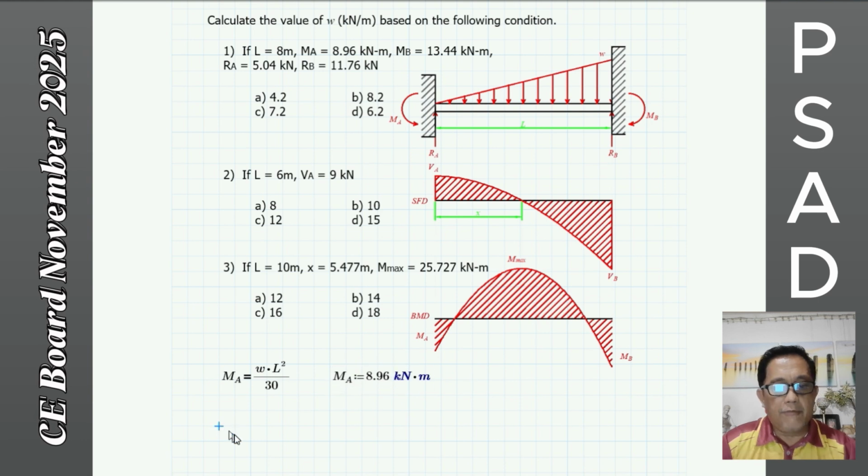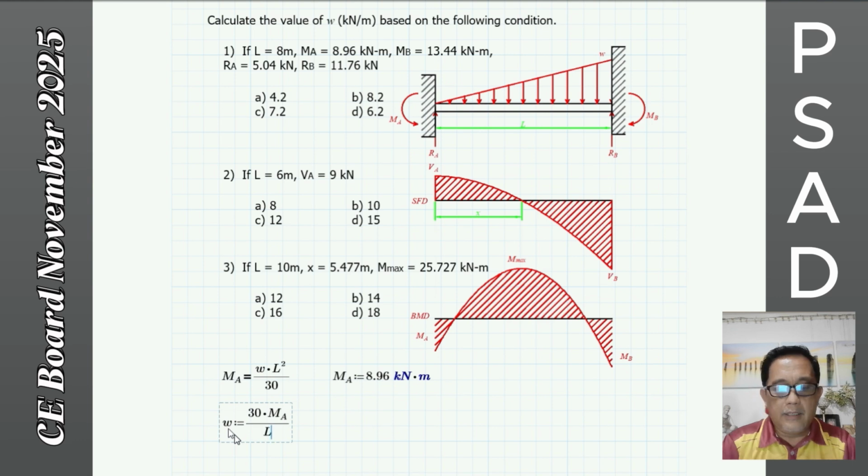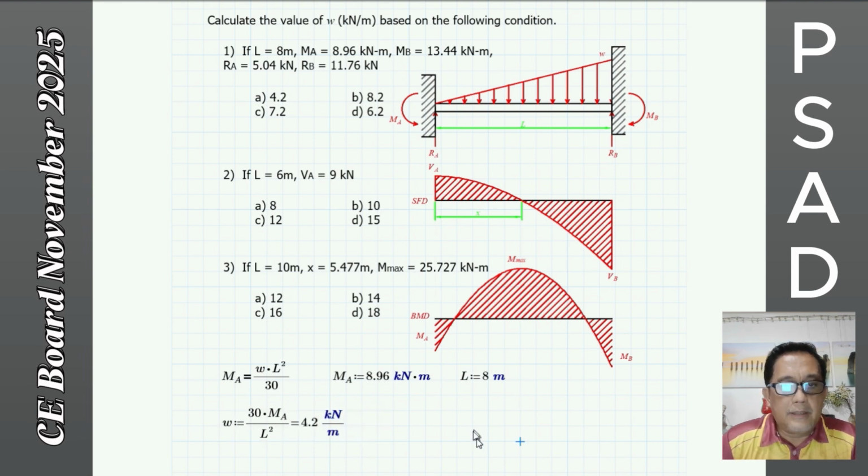So if I'm going to solve for W, it is 30 times M sub A divided by L square, and L is 8 meters. So W is 30 times M sub A divided by L square, and let us express this in kilonewton per meter. That's 4.2 kilonewton per meter. That's letter A, this one.